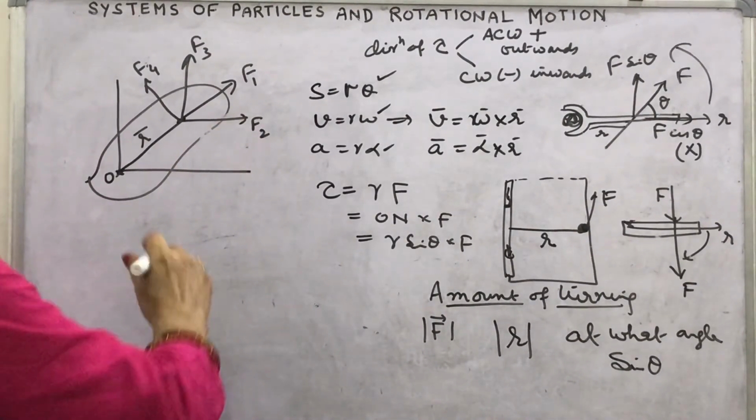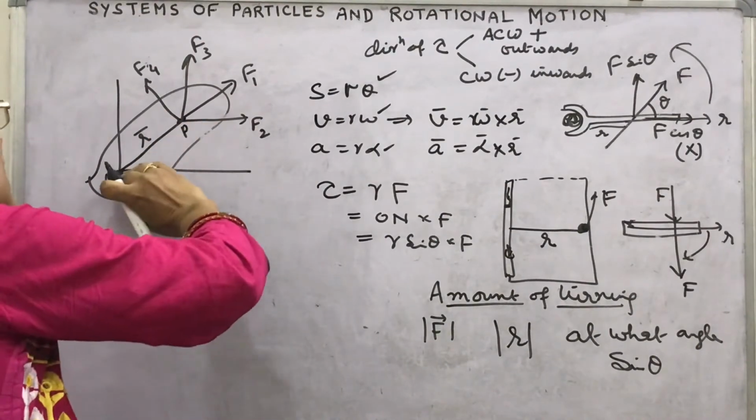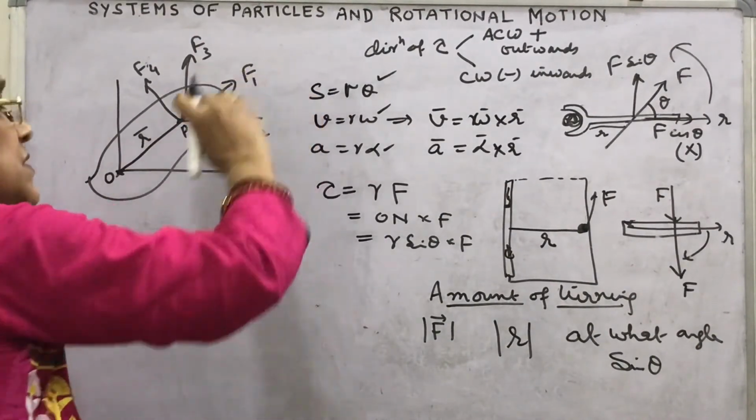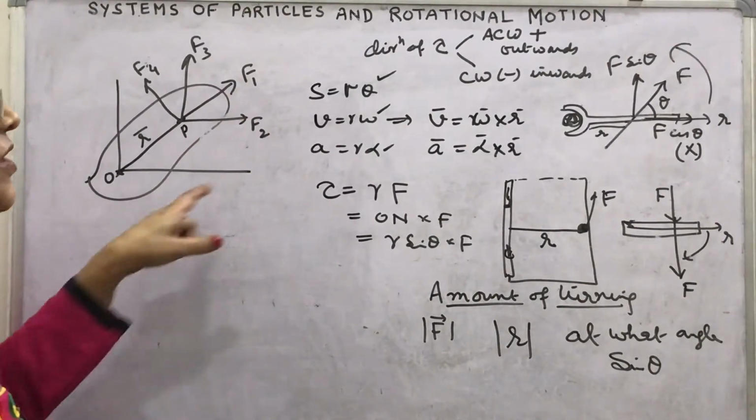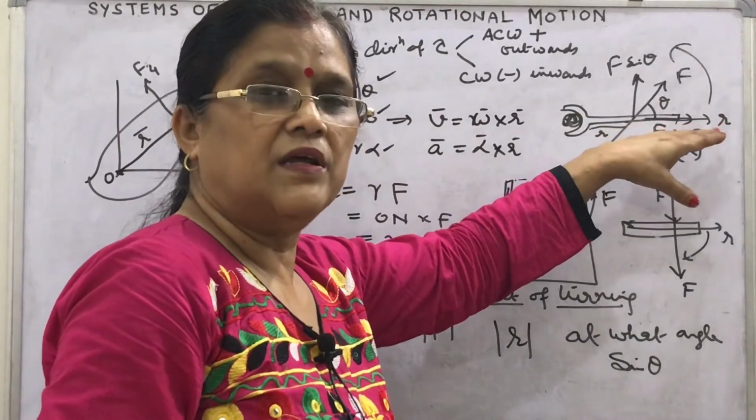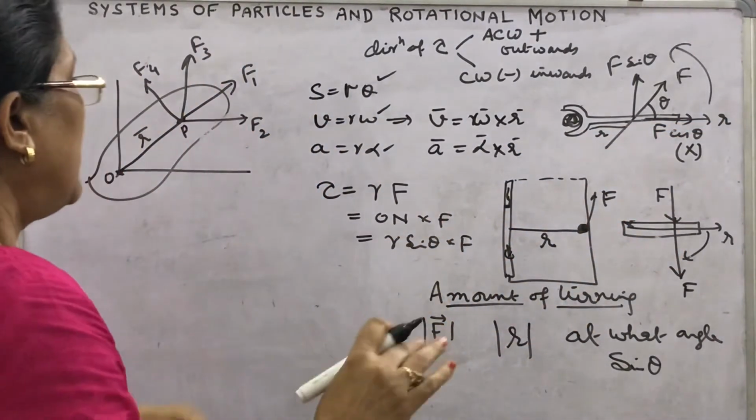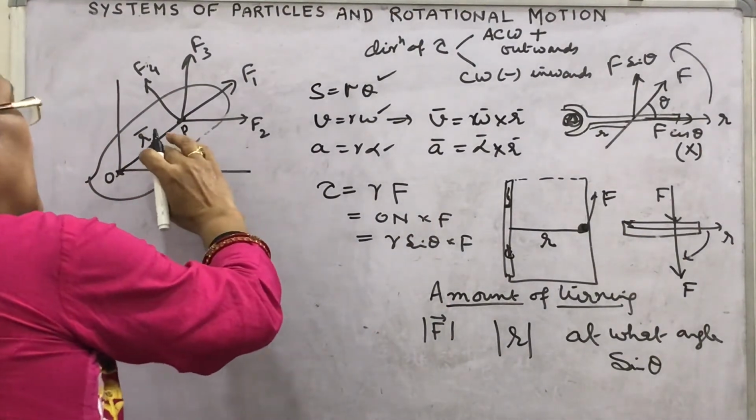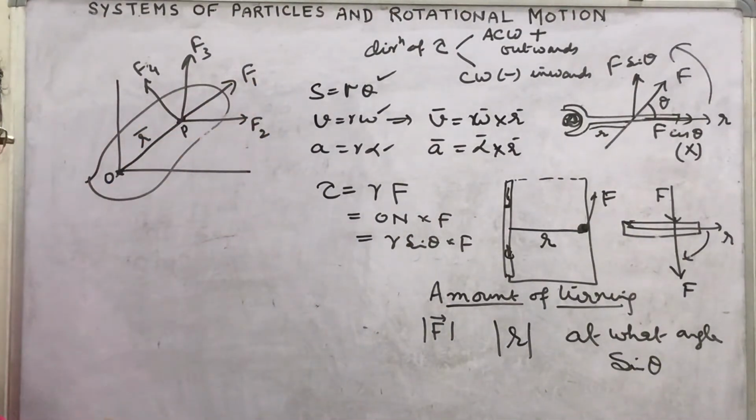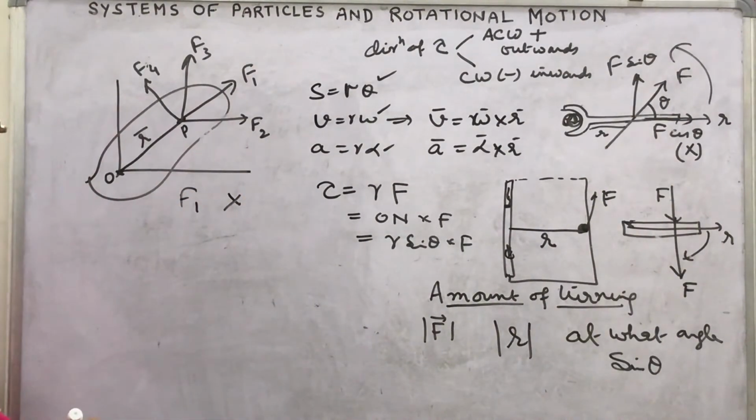Look here, this OP is the position vector and in the same direction the force is F1. What I told here, if r and the force applied are parallel, then there will be no torque. Why? Because this r cross F will be 0. So F1 will not produce any torque.